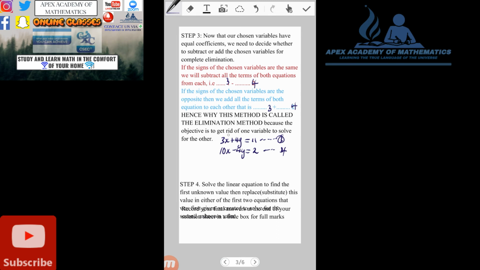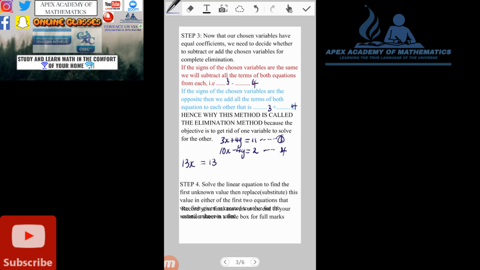So I'm going to be adding this term in equation 3 to this term in equation 4. So that's 3x plus 10x, which gives me 13x. I'm going to be adding this 4y to this minus 4y. When I take 4y and add it to minus 4y, that looks like the additive inverse, and that will give me 0. Hence it is called the elimination method, because the objective is to eliminate the variable so I can solve for the other variable. And here we have 11 plus 2 is equal to 13.